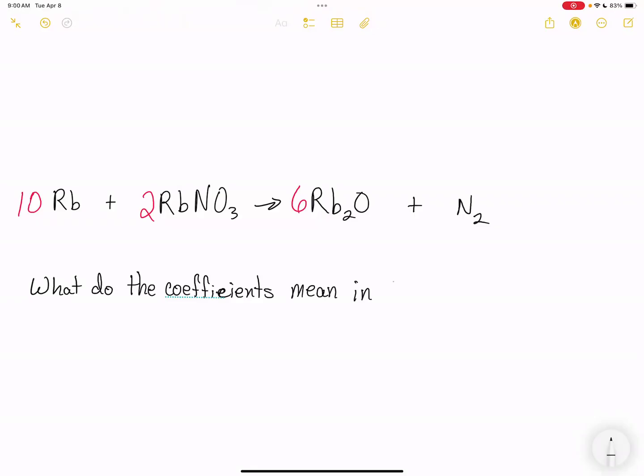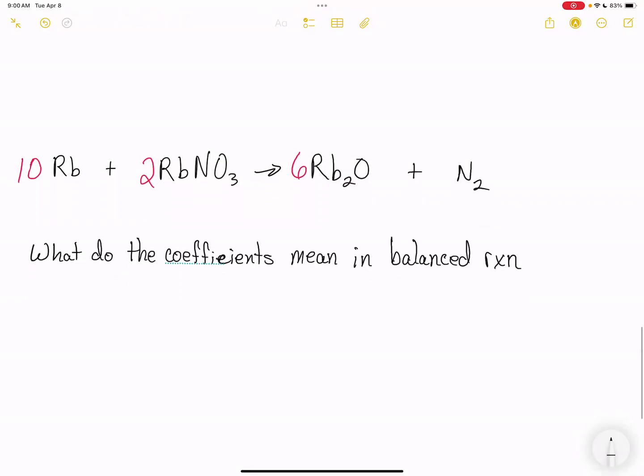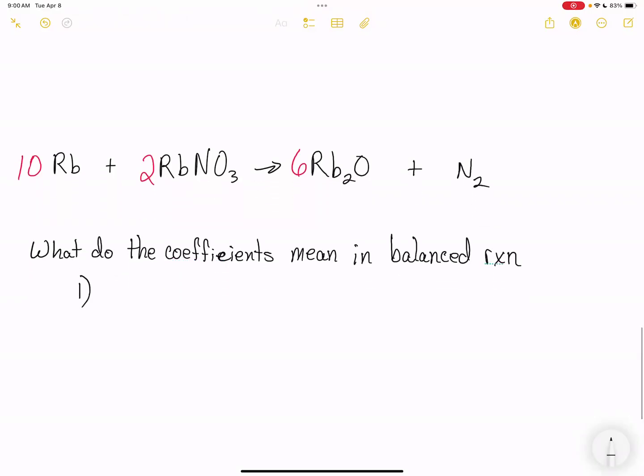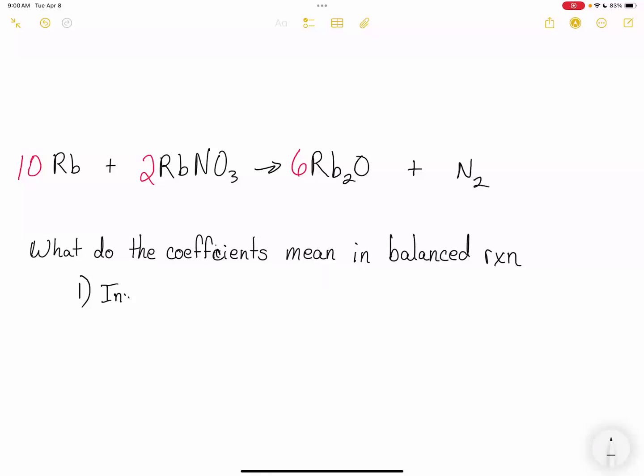In a balanced reaction? Well, I've already talked about it to some degree. One possibility is we can talk about individual molecules. And this was useful when balancing the equation.